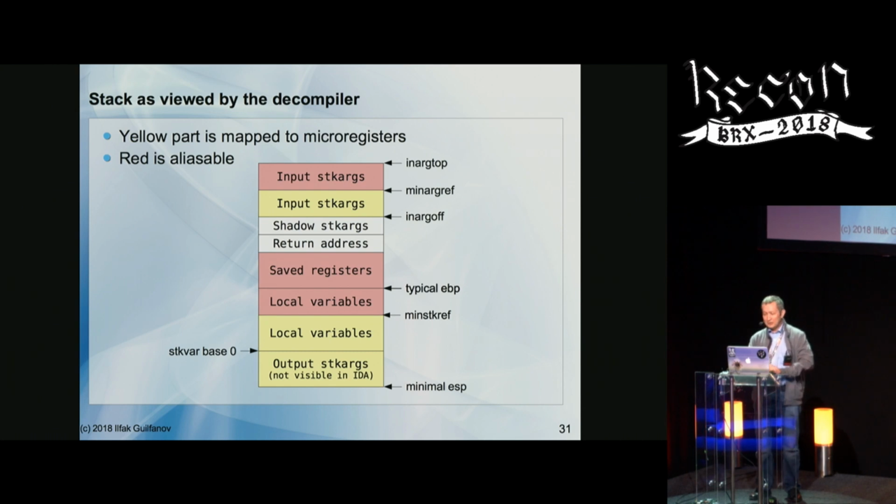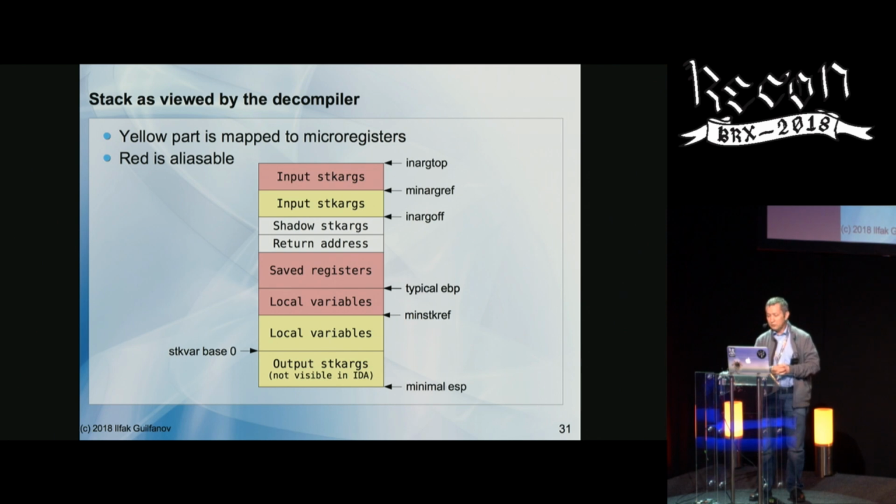Currently, the stack frame looks like this. From the point of view of the microcode, you see that at the bottom we have the local variables, and at the top we have the incoming stack arguments. And in the middle between them we have the return address, and for some processors we also have the shadow stack arguments area. Both the local variables at the bottom and the stack arguments at the top are divided into 2 parts, the red part and the yellow part.